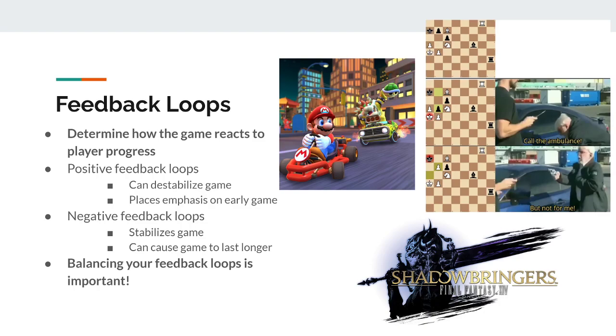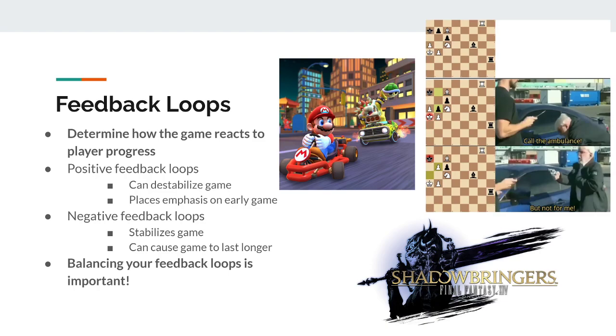On the other hand, we have negative feedback loops, and this is when if you do well in the game, then the game punishes you, and if you're doing poorly in the game, then the game rewards you. You can see this in Mario Kart, where if you're the first place player, then you're doing very well, right? So the items you get from mystery blocks are pretty bad, like you only get bananas, and you can also get hit by the blue shell. If you're doing poorly in the game, so if you're in last place, then you get really good items like bullet bills. So negative feedback loops stabilize the game and can cause the game to last longer.